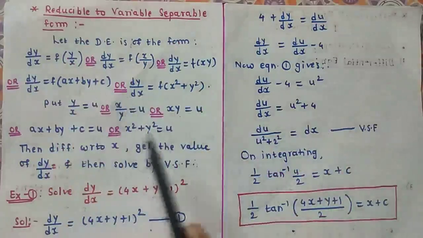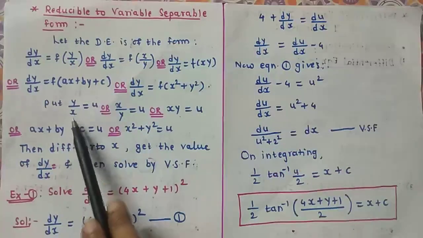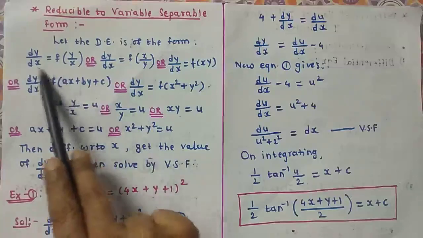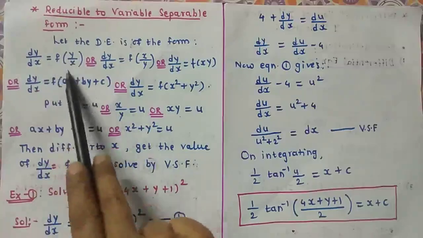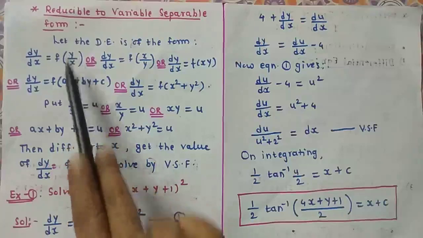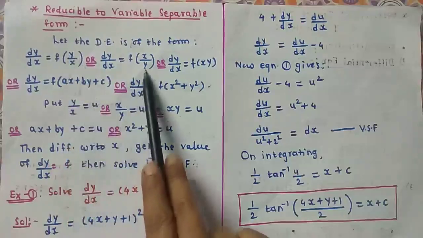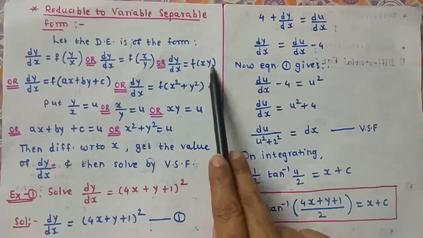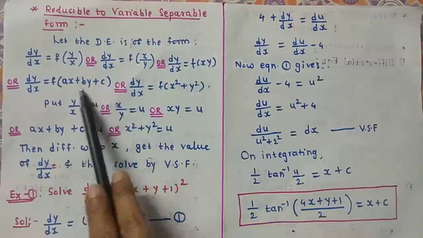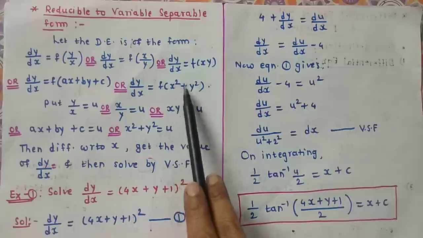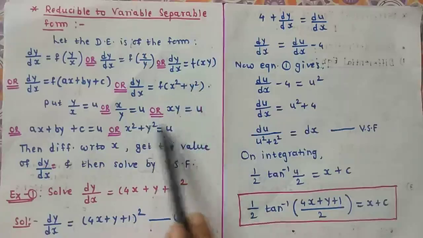So using substitution, we reduce it into variable separable form. If the differential equation is of the first form, say f of y by x, we replace y by x by some new variable, say u. Similarly, for the second type we replace x upon y by u. For the third one we replace x into y by u, and for the fourth type we replace ax plus by plus c equals u, and for the last type, x square plus y square equals u.